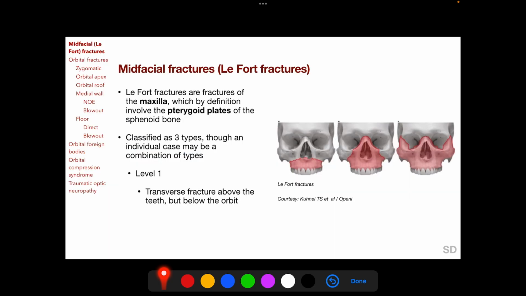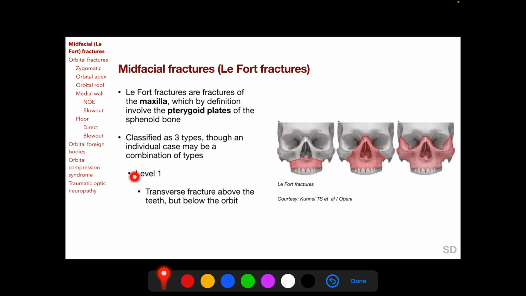Midfacial fractures, also called Le Fort fractures, are fractures of the maxilla which by definition extends posteriorly to involve the pterygoid plates of the sphenoid bone, and they are typically classified into three types, although a fracture in an individual patient may not belong to any one of the three types and instead be a combination of the types.